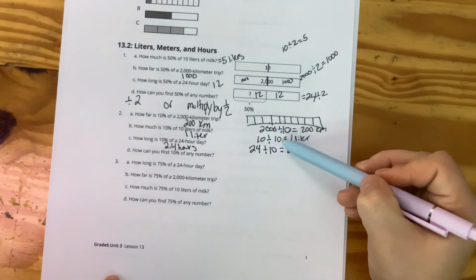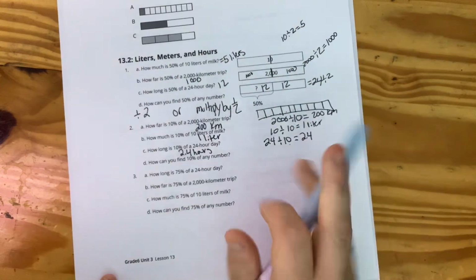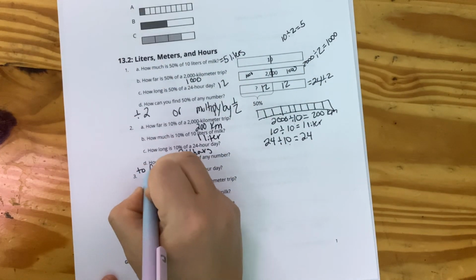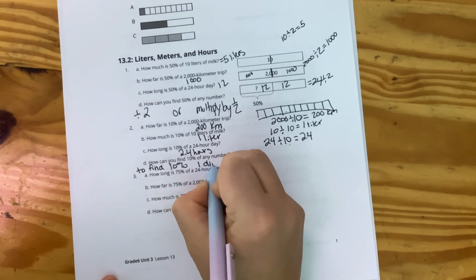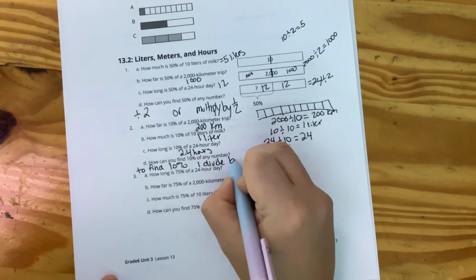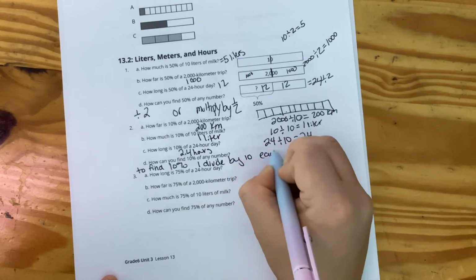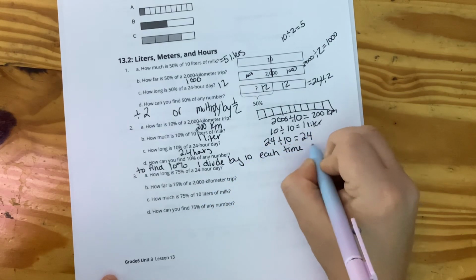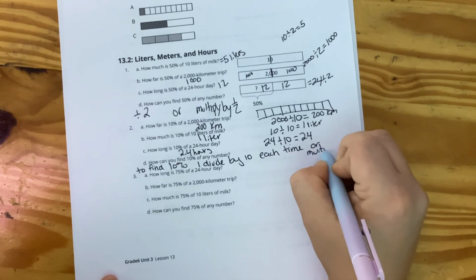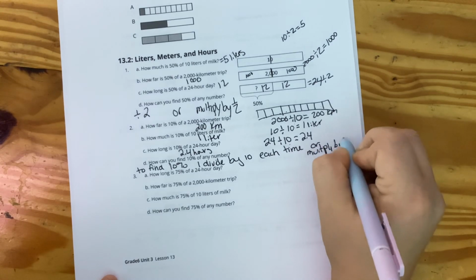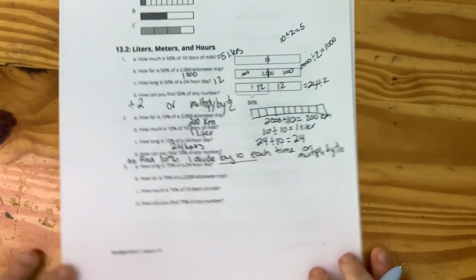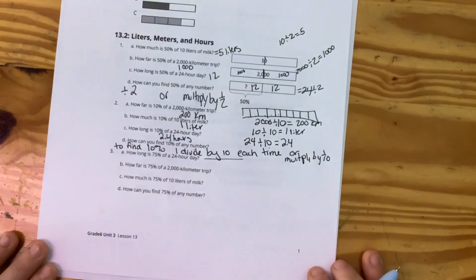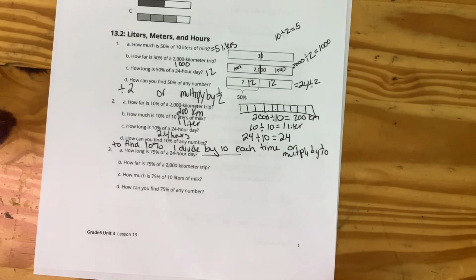What pattern did I make here? I divided to find 10%. I divided by 10 each time. Or you could multiply by 1/10. Most people are going to divide by 10. That's a strategy that most students will do.